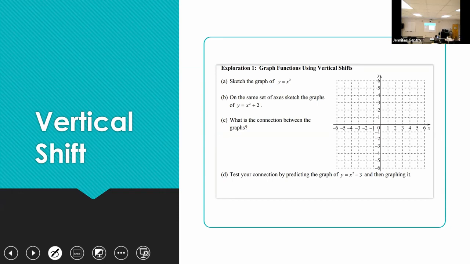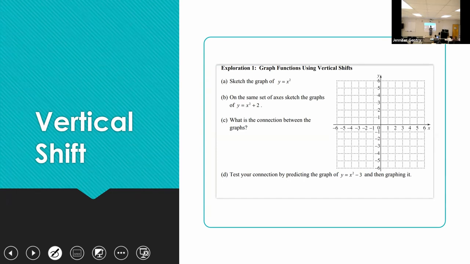Okay, so what we're going to do first, this is section 2.5. We're going to be talking about those shifts. You guys remember the shifts: left and right, up and down, squish and stretch, okay? So for the first one, we're going to look at vertical. It says sketch the graph of x equals y squared. So I've got 1, 1, 0, 2, 4.